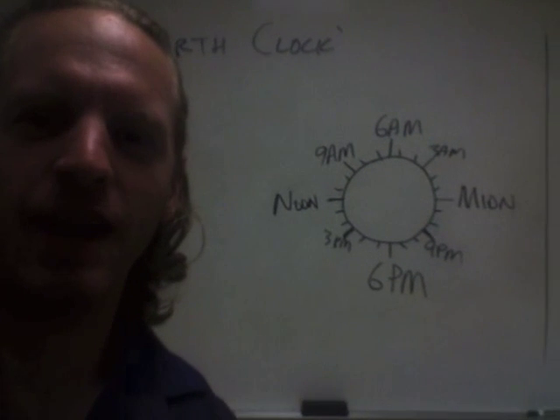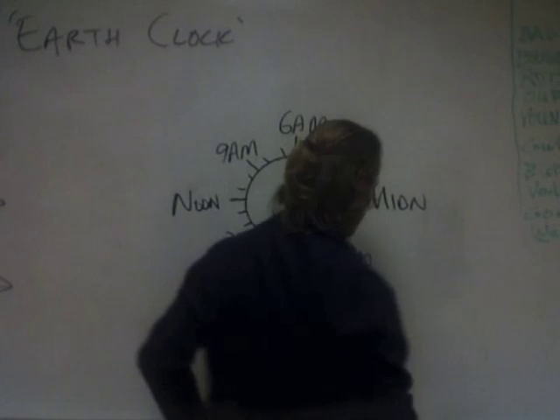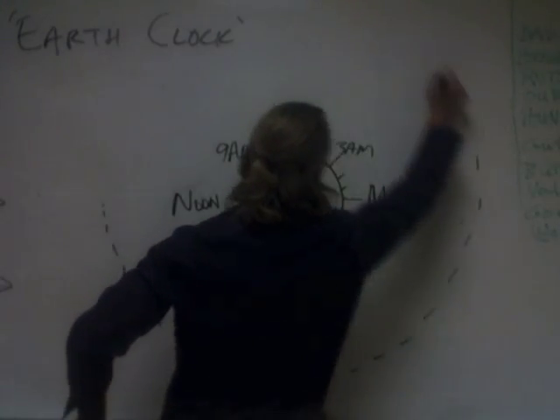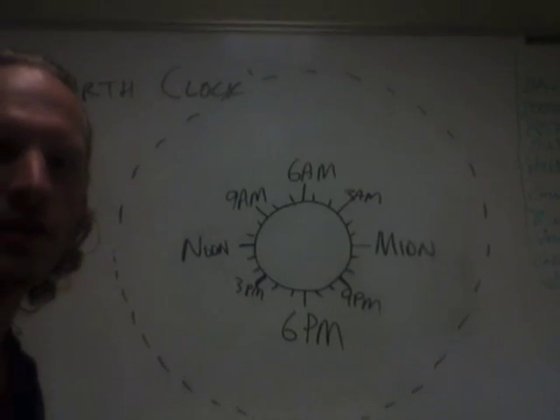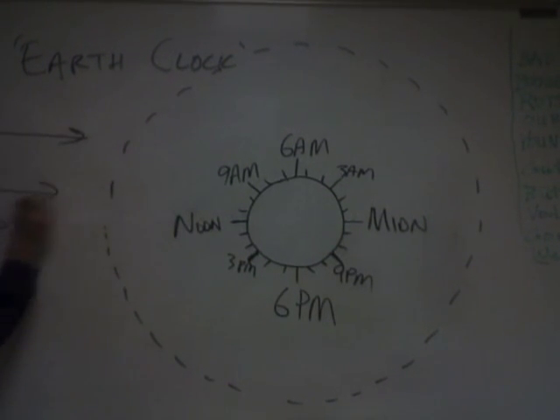Can I do this big enough? All right. I'm moving the whole thing over. All right, so I'm going to draw the whole orbit of the moon here. And again, the sun is coming from over here.